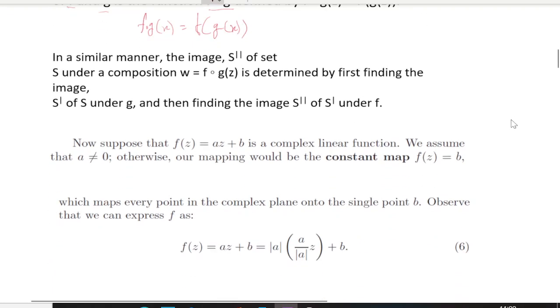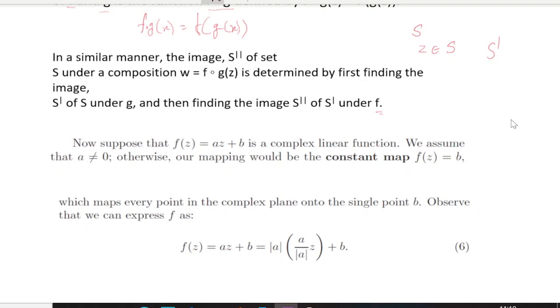In a similar manner, for the image of a set: first we have a set S, and z belongs to S. Then the image S' is defined as f composition g of z, determined by first finding the image S' of S under g, and then finding the image f(S') of S' under f. In the same way we can define it.